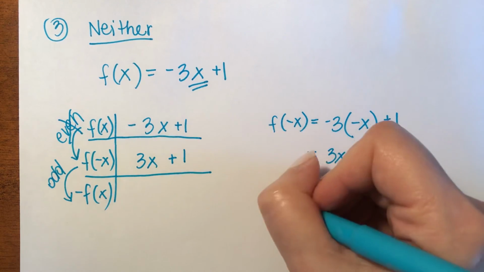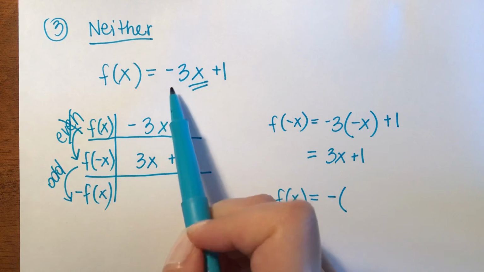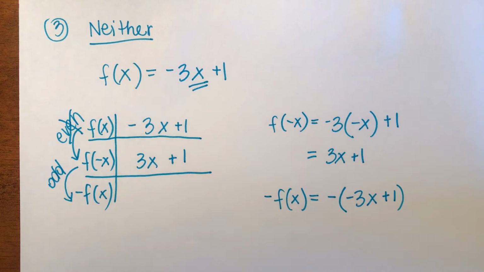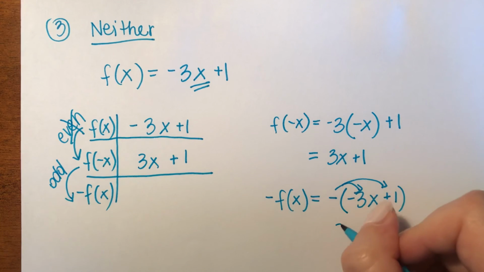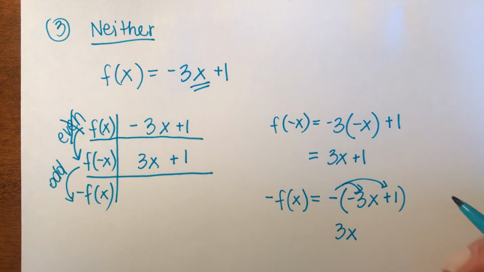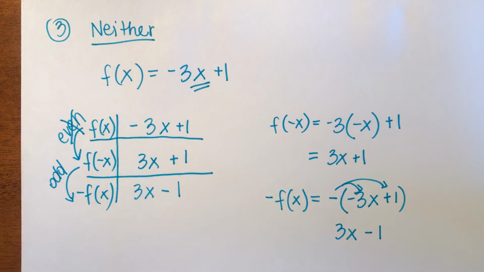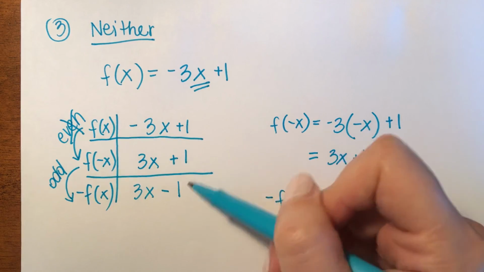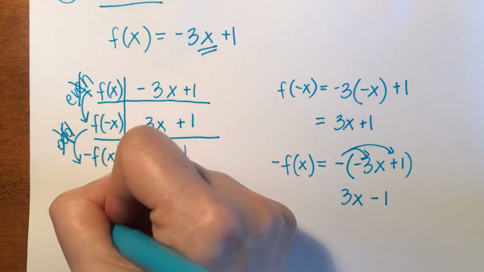Next, I will look at negative f of x, which means I'm just putting parentheses and a negative in front of the whole function. So I get negative, parentheses, negative 3x plus 1. When you distribute this negative, negative times negative gives you positive 3x. Negative times positive 1 is negative 1. So that's my answer: 3x minus 1. Hopefully you can see the first terms are the same, but the second terms are not the same. That means it's not an odd function, which leaves us with neither.